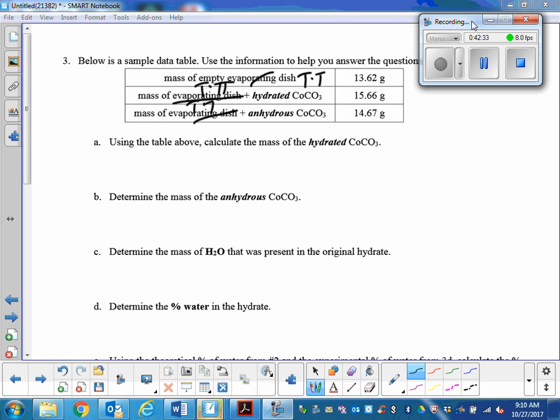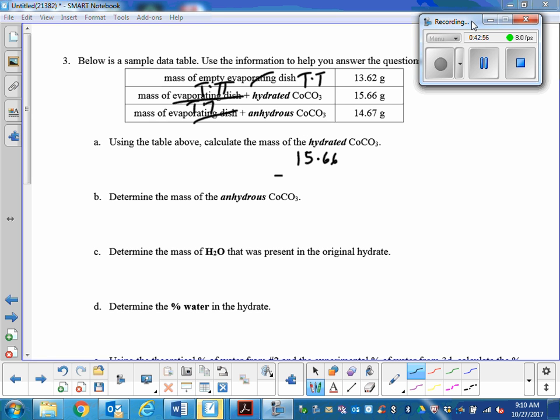So, how do you think we can calculate the mass of the hydrate? Anybody in class? Yes, Young. We subtract? Yeah. So that is going to be what number? That's going to be 15.66.